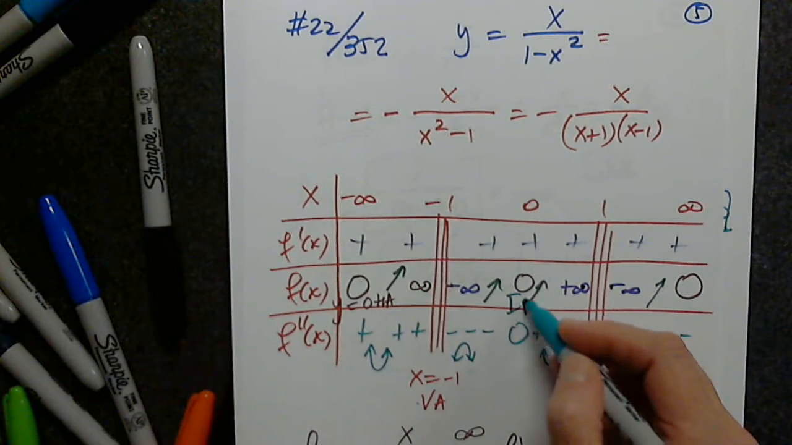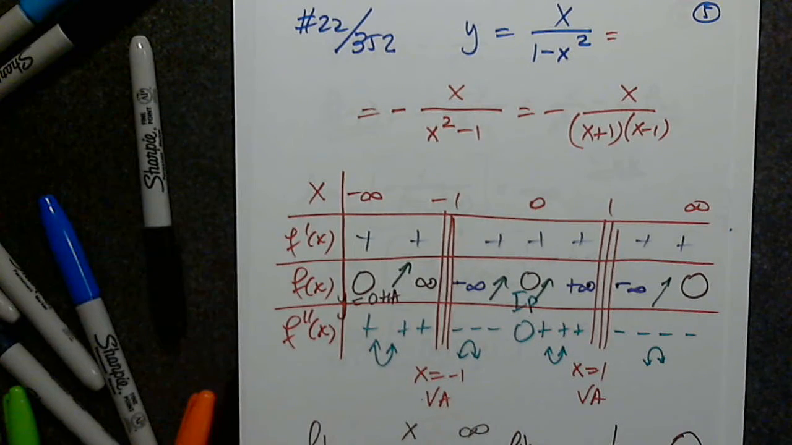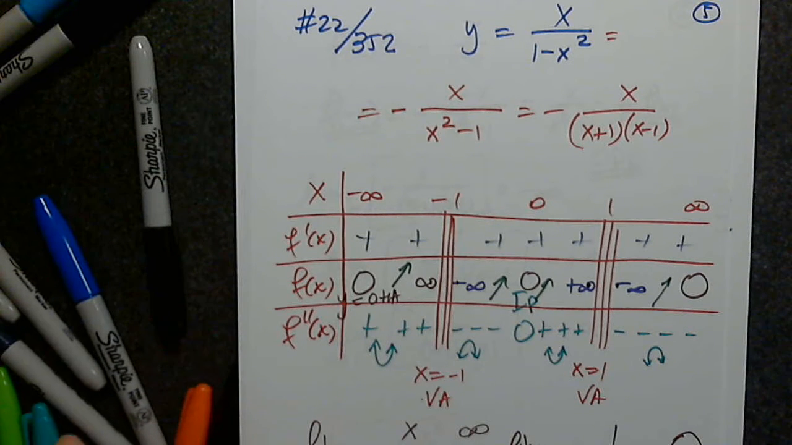Inflection point. So the function has an inflection point at 0. It was expected because it's an odd function, symmetric with respect to the origin. So I'm not surprised at all. I know you are not either.